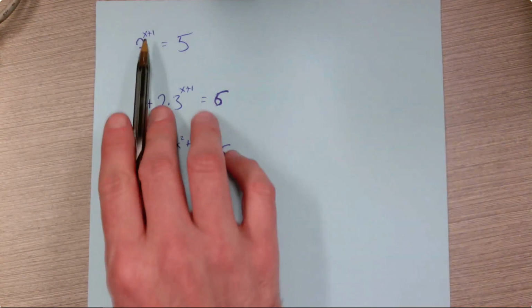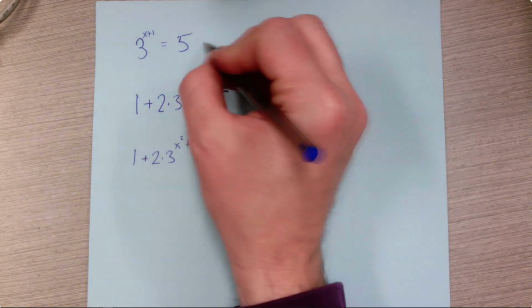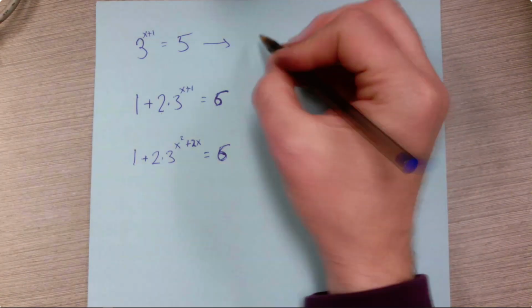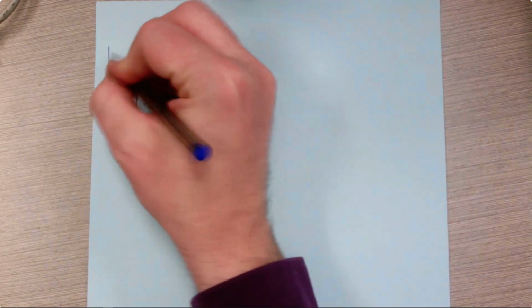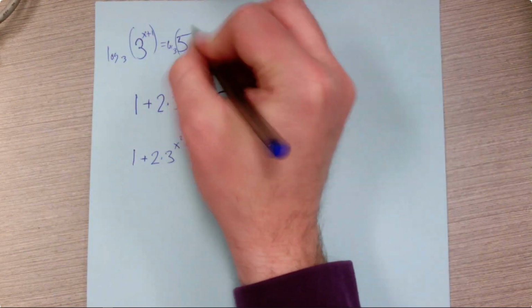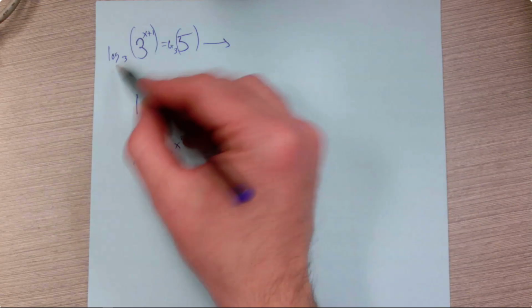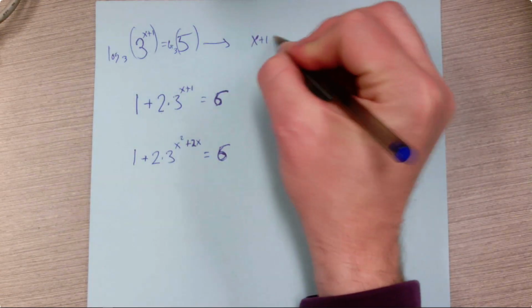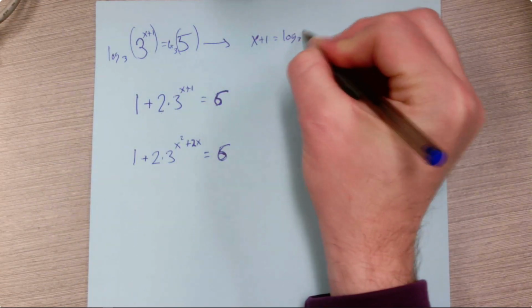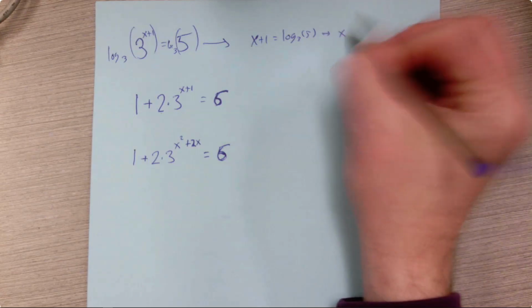So if you're solving for x and your variable is in the exponent, you can take the log of both sides. So I can do log base 3 of the left-hand side and log base 3 of the right-hand side. These undo each other to give me x plus 1 equals log base 3 of 5, and then I can just subtract 1.